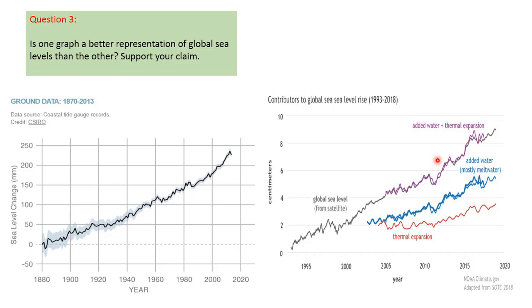This one looks like it has the reasons for why they changed, which is added seawater from mostly meltwater from glaciers that were on land. And then there's thermal expansion, which deals with water. As it gets warmer, it spreads out, and as it spreads out, it takes up more volume, and thus that will account for sea level rise. And we'll be doing some labs on that later. So you have to decide which graph is a better representation of global sea levels.